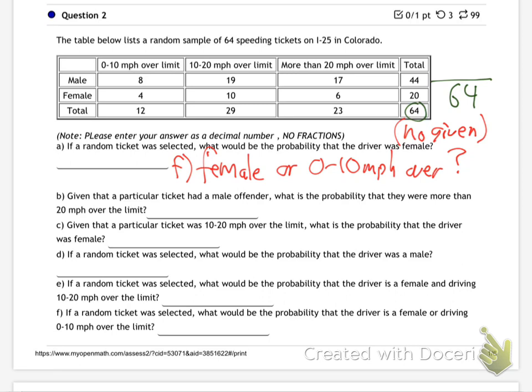So how many are female? It'd be these people, these people. Those are all the females, which totals 20. Who else do we need to include? The male, that 8 right there, because they're in the 0 to 10 miles an hour over the limit category.